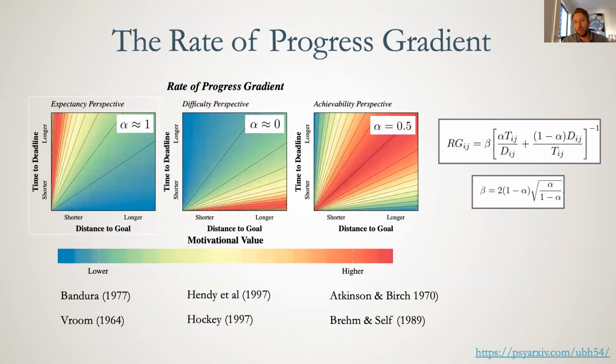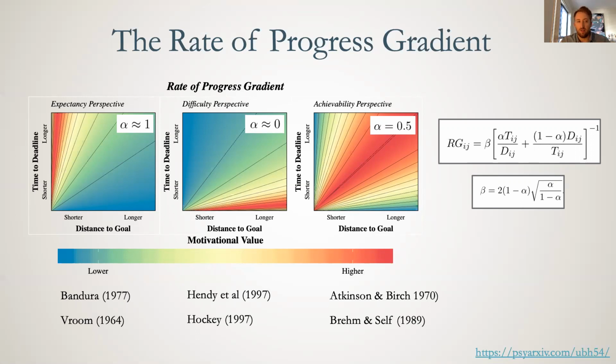And then there's a third class of theory that doesn't explicitly address distance or time, but addresses the more general relationship between goal difficulty and motivation. We call this the rate of progress gradient because difficulty is determined by the rate of progress that needs to be sustained in order to achieve the goal. So in other words, the ratio of the distance to be completed to the time available.